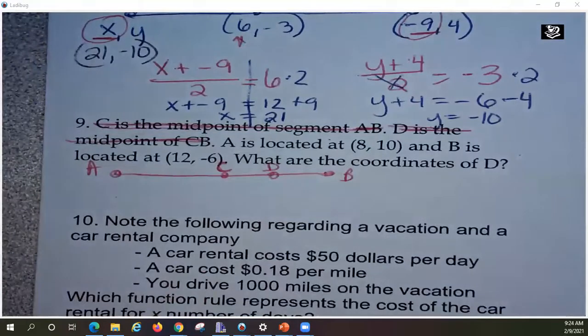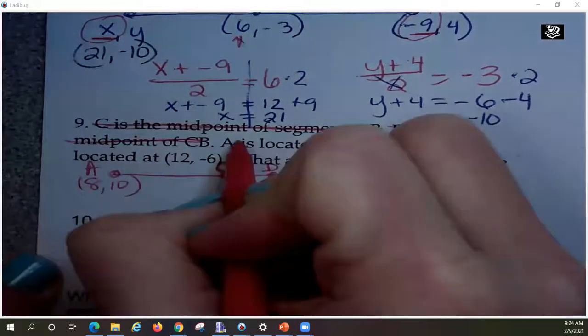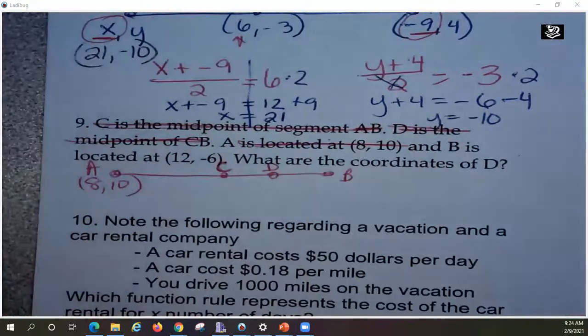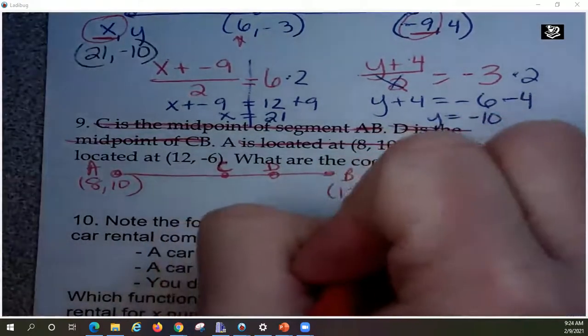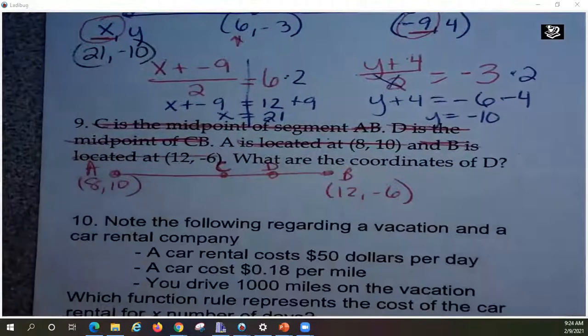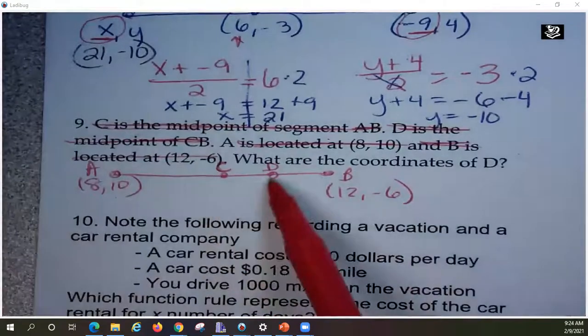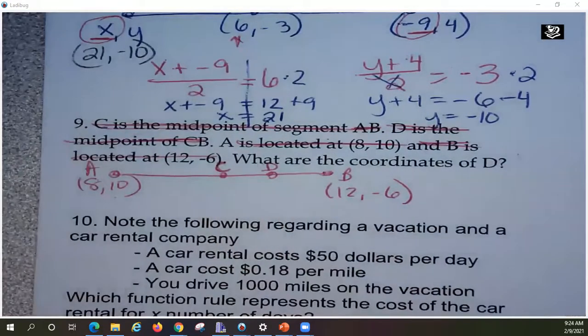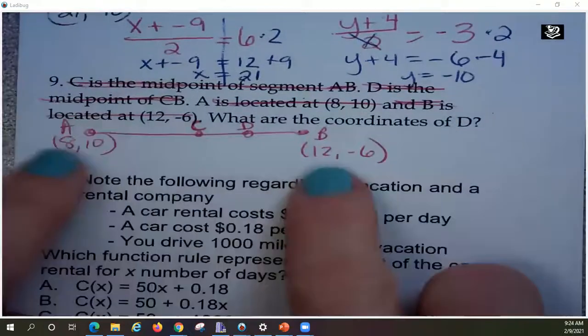Lindsay, what else can I put on my picture? You could put A with the coordinates. Good. I can put the coordinates of A. Jada, what else can I put on my picture? Good. So 12, -6. Okay. All right. QJ, what letter can I find next? C or D? C. Very good. You have to find C first because C is in the middle of these two.